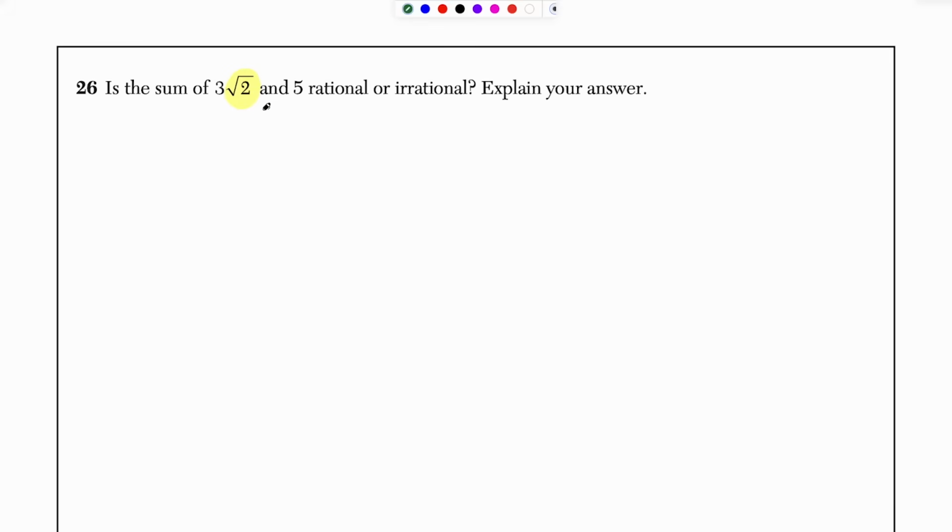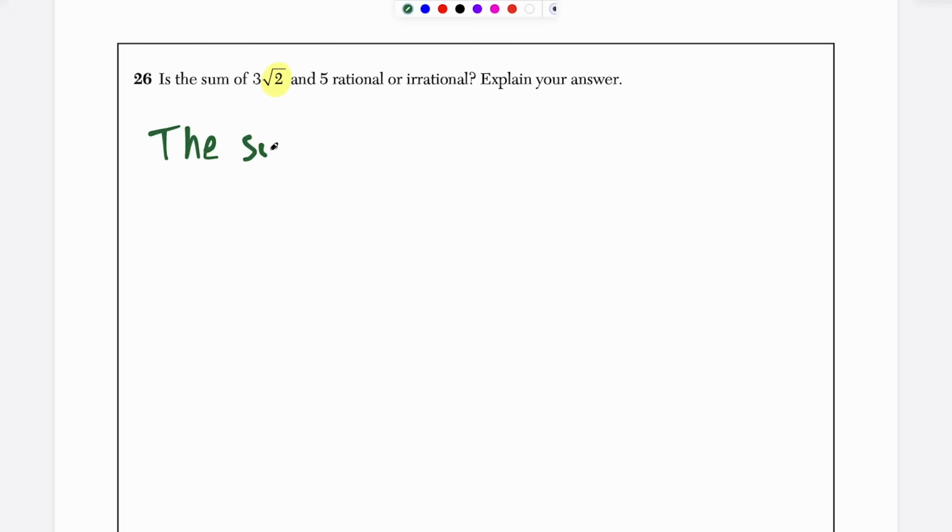Okay, so just by knowing the rules, I could say, hey, this is going to be irrational because the sum of an irrational number and a rational number is irrational.